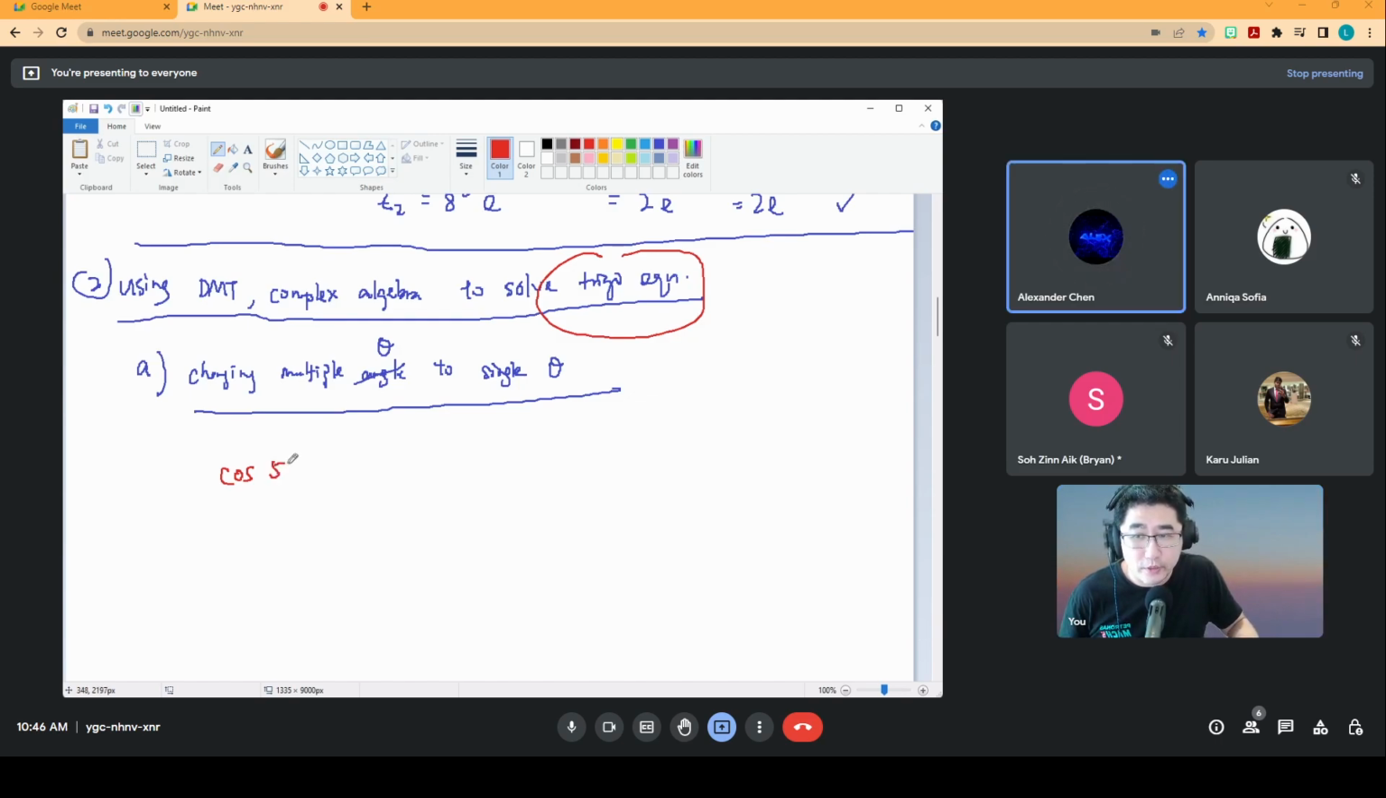Okay, so I would like to figure out what is cos of 5 theta. That's my objective. Of course, at the moment, I have no idea what the answer is. So I'm going to use DMT, complex algebra, to actually help us solve the problem. So how do I actually start?